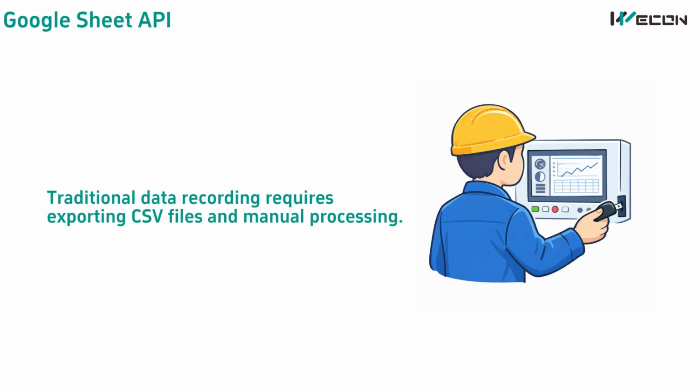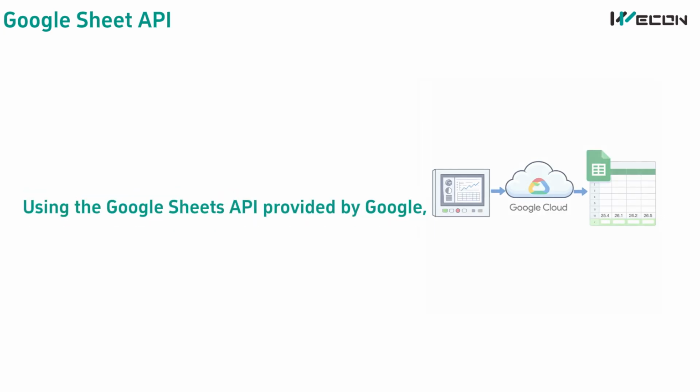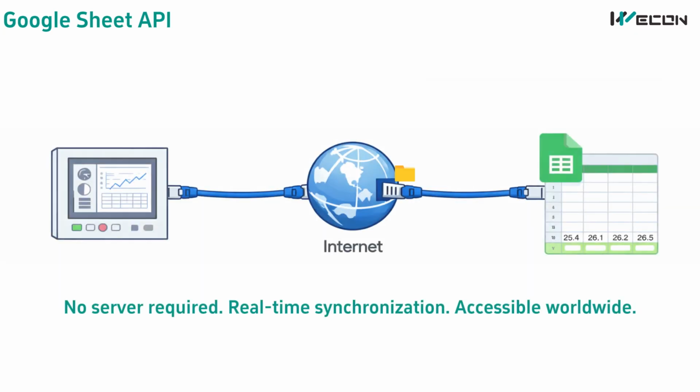Traditional data recording requires exporting CSV files and manual processing. This is not only inefficient, but also makes real-time monitoring impossible. Using the Google Sheets API provided by Google, devices can write data directly to cloud-based spreadsheets. No server required. Real-time synchronization, accessible worldwide.